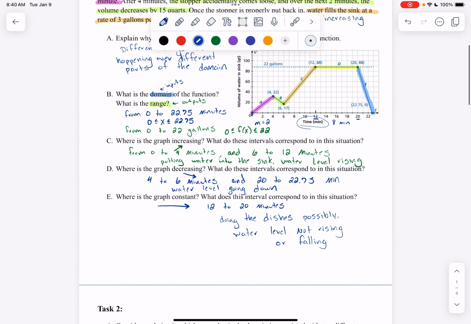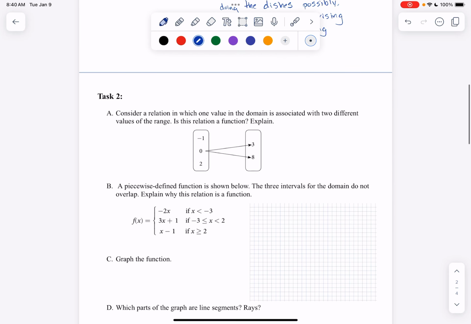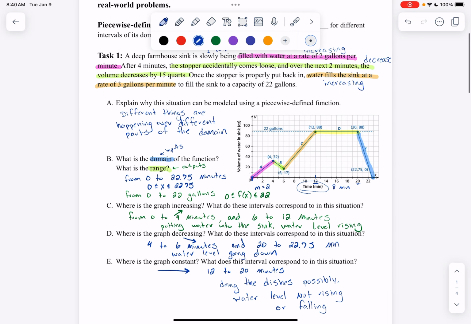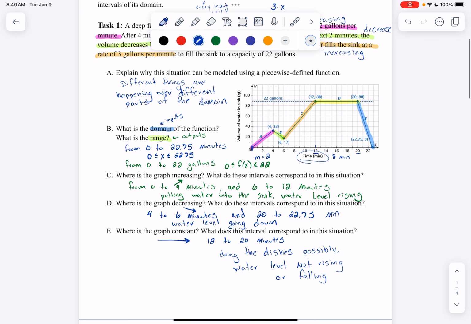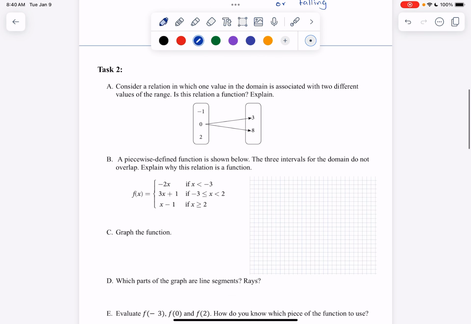All right. Graphing piecewise defined functions, section 8.1. We're going to come down here to task 2. We're now going to look at what the rule or equation looks like for a piecewise defined function. We didn't write an equation for task 1, we were just looking at the graph and getting information off of that graph. So now we're going to look at the rule.